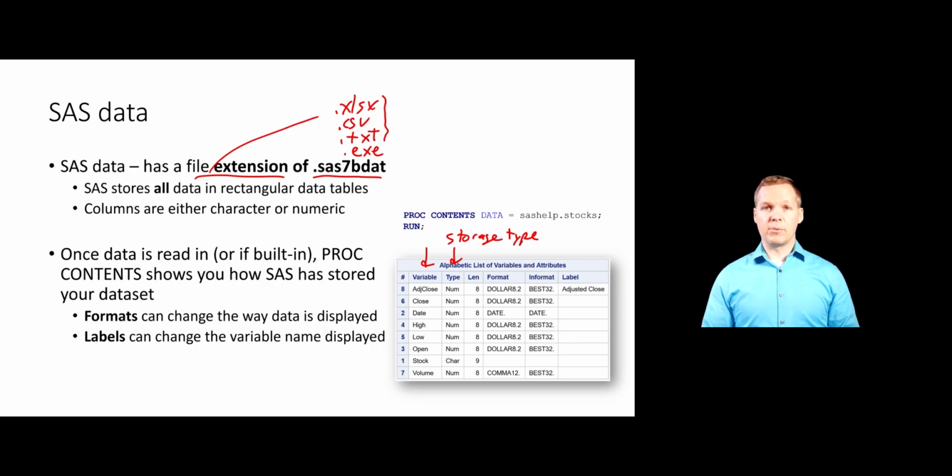And then there are things called labels. So labels are just more descriptive versions of variable names. And so when you print something out, oftentimes you want to see the label rather than the actual variable name itself because the label is a bit more descriptive. So again, proc contents is out there to help us understand, once we have a SAS dataset, how do I know more about it? How do I know how it's stored and what metadata there is about it?